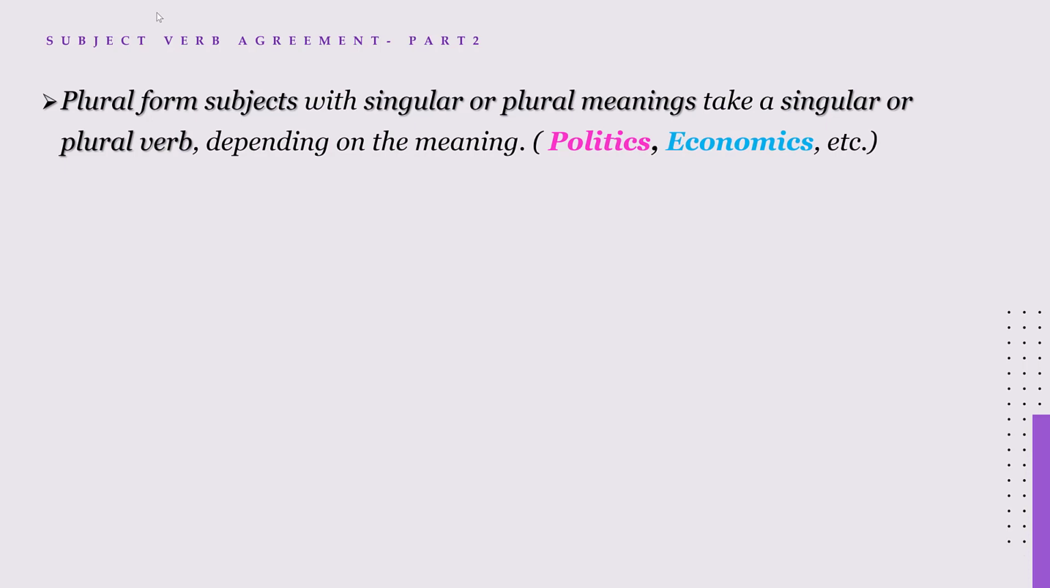Politics is an interesting subject. In this example, politics is a singular topic. It refers to an academic field or the concept of politics as a singular discipline, making it singular. Therefore, the sentence has a singular verb.